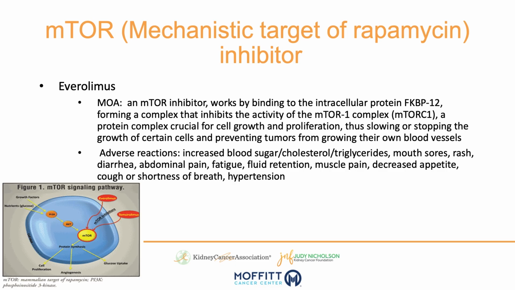The next class of drugs that we use is the mTOR inhibitors. Once again, one of the more common ones that we use is everolimus, but kind of similar to the last class of drugs, it works on the cell growth and proliferation. It basically blocks a certain protein that leads to cell growth and proliferation. So when we block that protein, it prevents that cell growth and proliferation, therefore killing off the cancer cells.